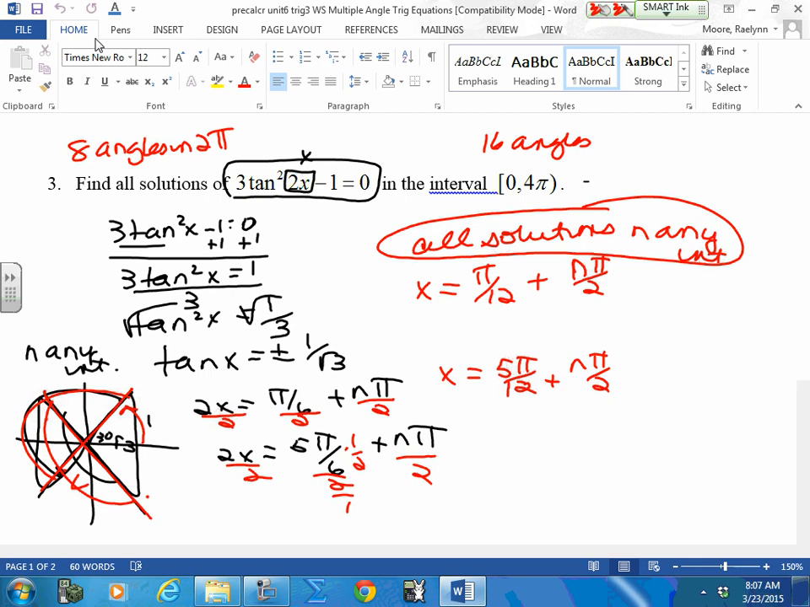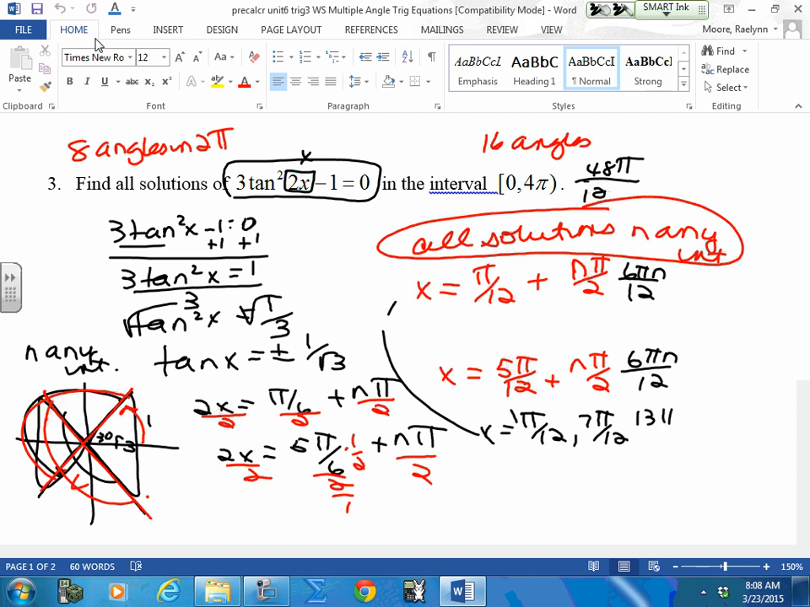Yeah, what's my common denominator here? 12. So convert this to 12. How many is this? Convert this to 12. I just switched those places around. Convert this to 12. Well, we did this one already, right? So now, all you have to do to get all your angles is just start adding. Your denominators are exactly the same. So start with this one. Put a 1 there in front of it if it helps. And keep adding 6. 7 pi over 12. 13 pi over 12. 19 pi over 12.